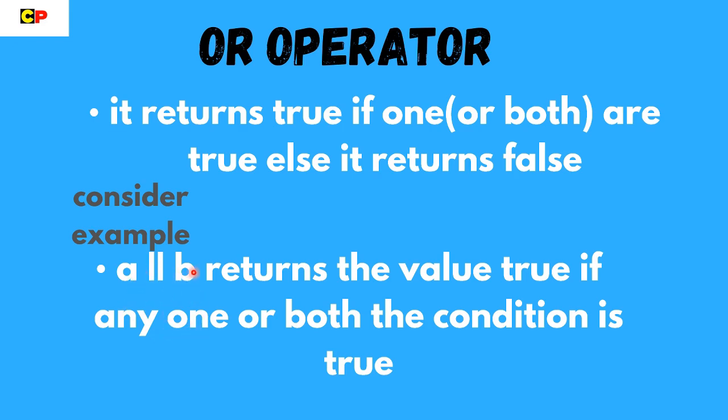But if both are false, then it will return false value or zero value. So the OR operator will return false only if both the statements are false, or both the conditions are false.